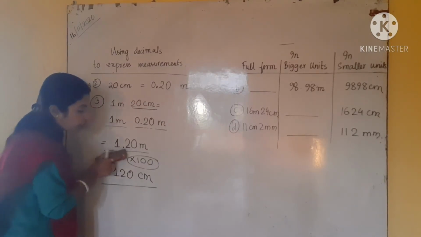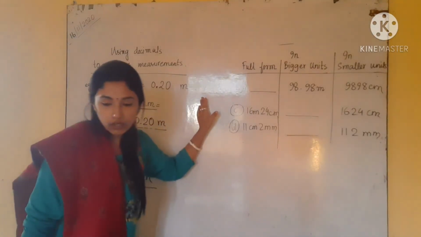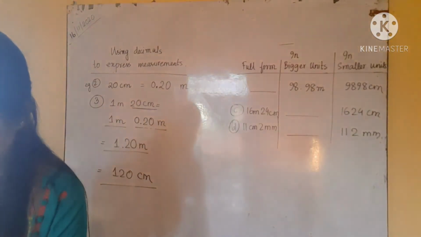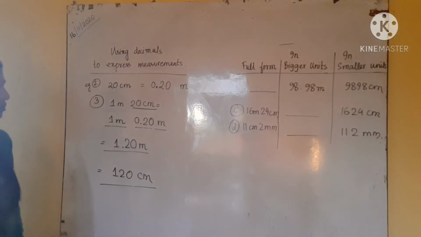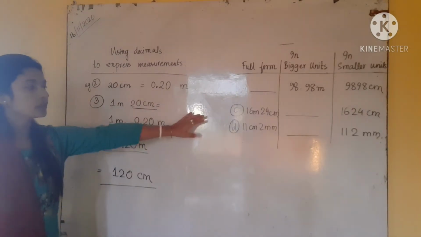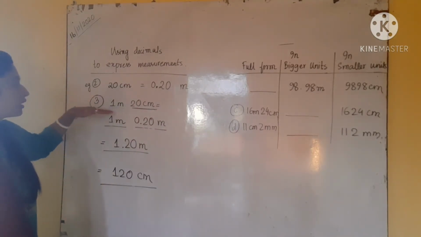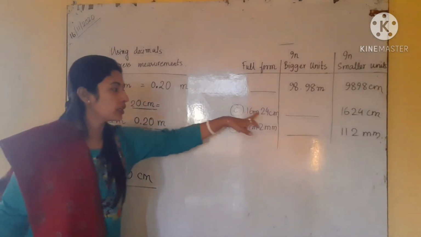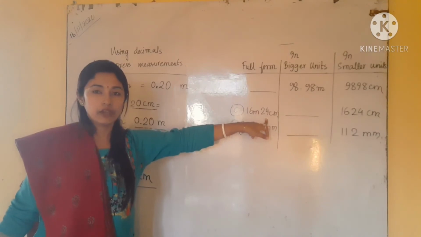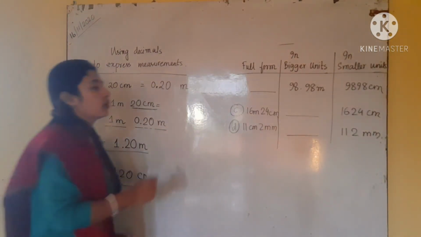So this type of question we have to do in question number 3, that is the table which was given in exercise 11.2. See here in part C, it is a similar type of question as in example 3. You can see here 1 meter 20 centimeter was given. Here also 16 meter 24 centimeter is given. So how to write in decimal? That means what we have to do?